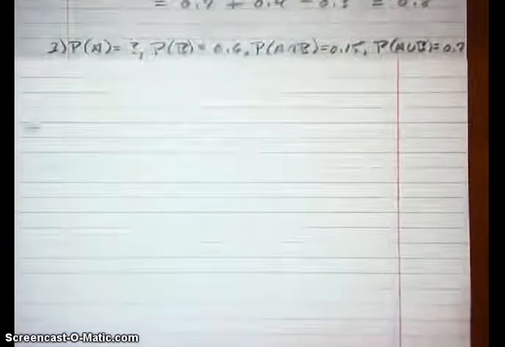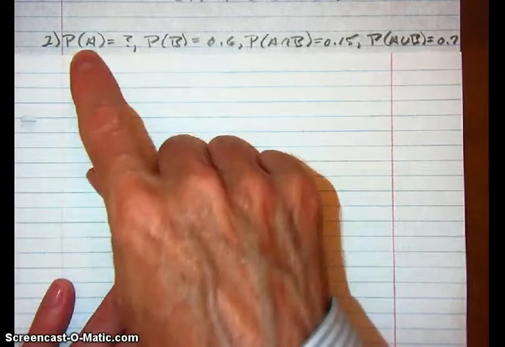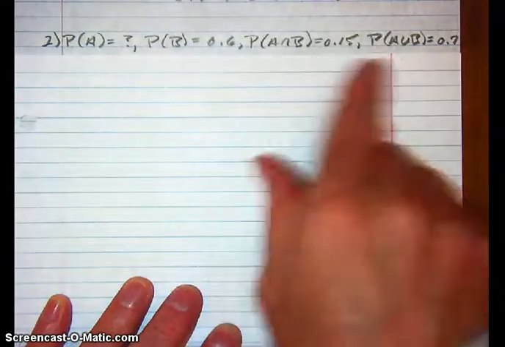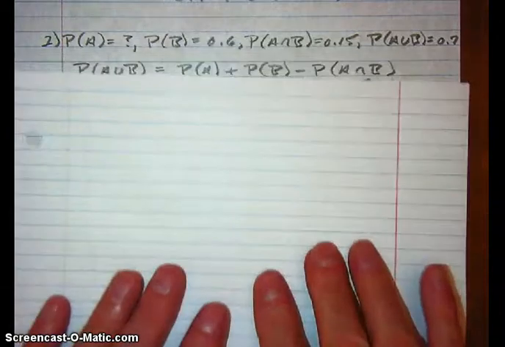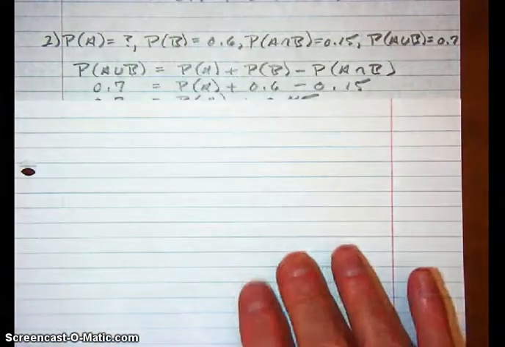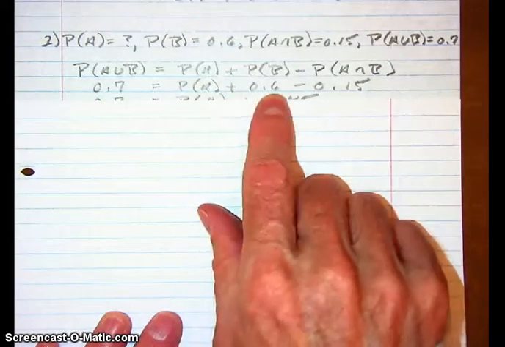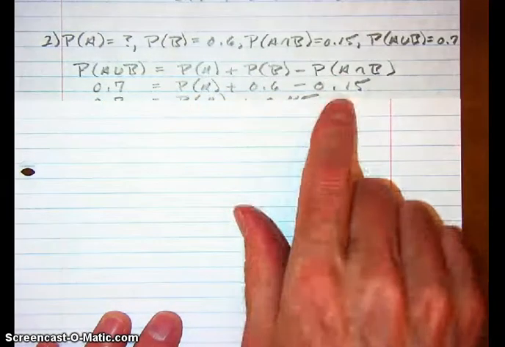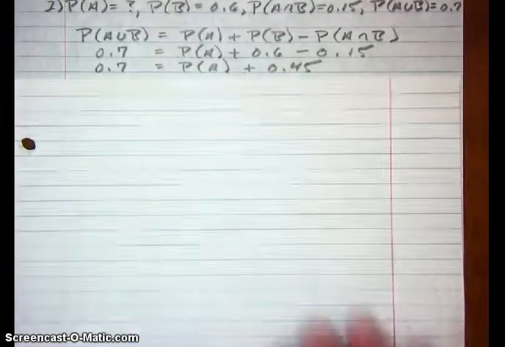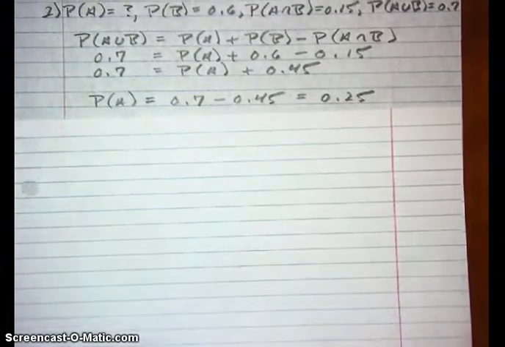You can use this to solve for any of the 4 probabilities if you know the other 3. So in this situation, we want to find the probability of A, given the probability of B, A and B, and A or B. Well, write the rule, and then plug in the 3 things that you're given. 0.7 over here, probability of A is the unknown. 0.6 here for the probability of B. 0.15 for the probability of A and B. And then simplify things, and then subtract, and you get 0.25 for the probability of A.